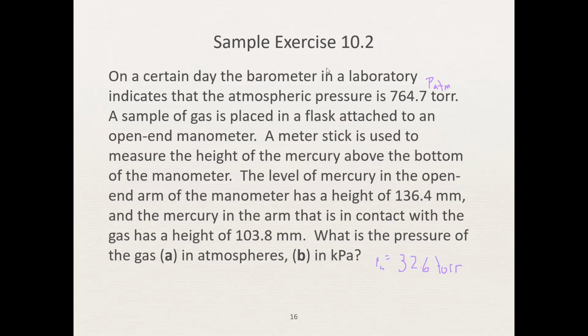But once we have that, then we can use our relationship with these different pressure units. So when we have these two together, we're going to wind up with 797.3 torr or millimeters of mercury. But we want atmospheres and kilopascals, so 797.3 torr is going to be equal to just a little over 1 atmosphere.